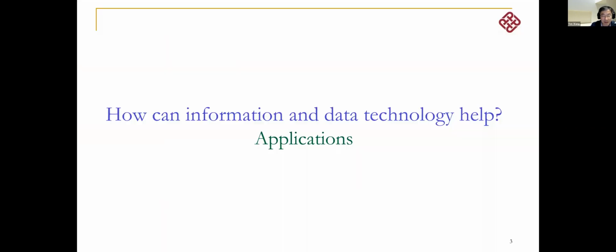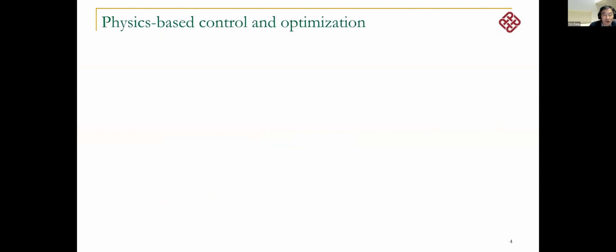Right? So I am basically a computer scientist. So what can information and data technology help in this scenario? To answer this question, it's always better to see what existing operation and building management is. Current building control and optimization is through strategies based on physical laws. So I give you two examples.